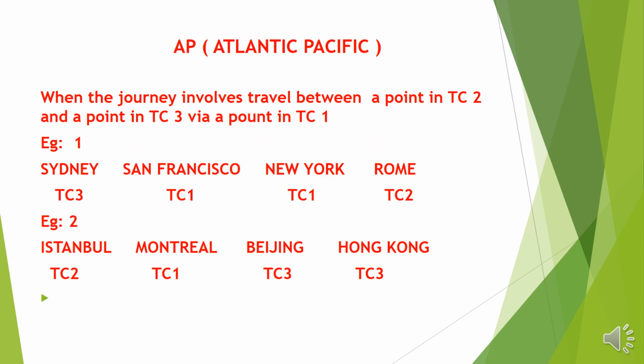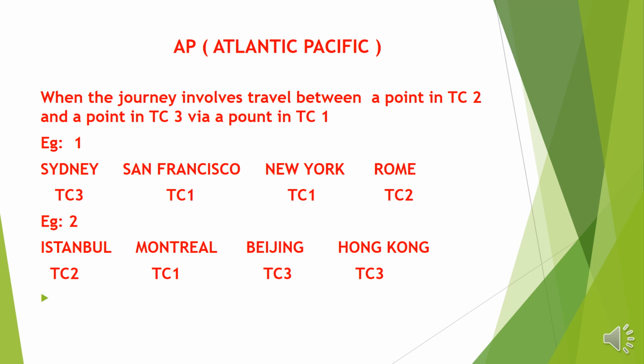AP. AP is also quite simple, just your Atlantic and your Pacific. Here the passenger crosses both the oceans. So when a passenger crosses both oceans, it is going to be AP. And to have AP, the journey should be between 2 and 3. So if you have your origin as TC2 and your final destination is TC3, and in between you have cities in TC1, then the global indicator is AP.